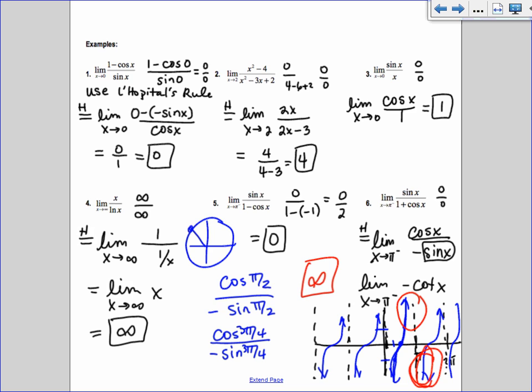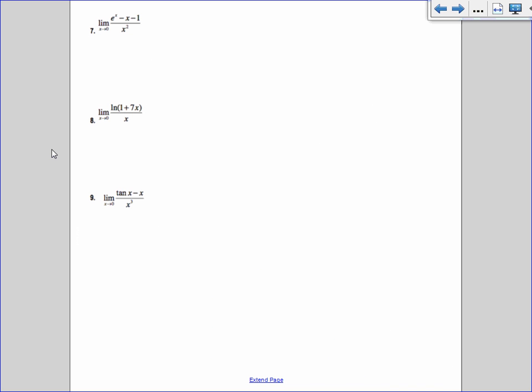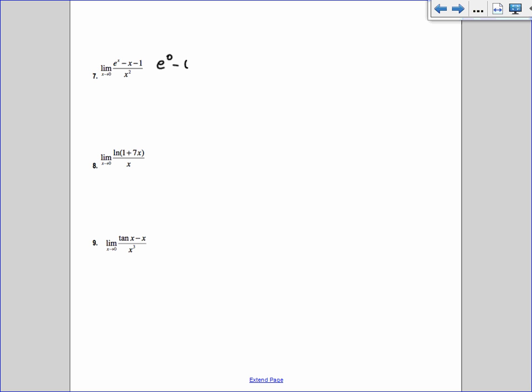Okay, so next up. I have the limit as x goes to 0 of e to the x minus 1 all over x squared. All right, so let's try to plug in 0. I'm going to have e to the 0 minus 1 all over 0. e to the 0 is 1, 1 minus 1 is 0. So I get 0 over 0. So I can use L'Hopital's rule. I say the limit as x goes to 0, and I take the derivative. So e to the x is itself, e to the x minus 1 all over 2x.